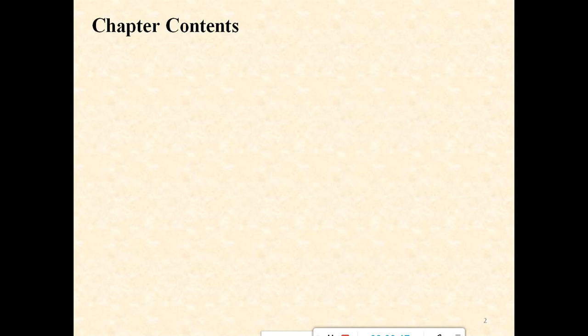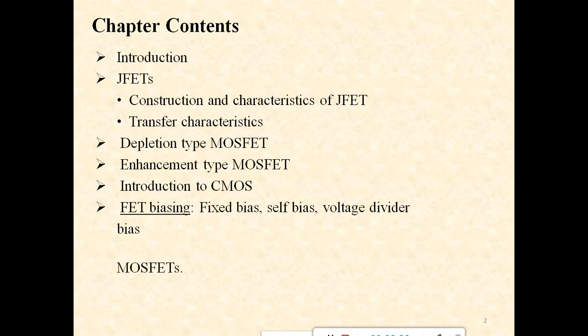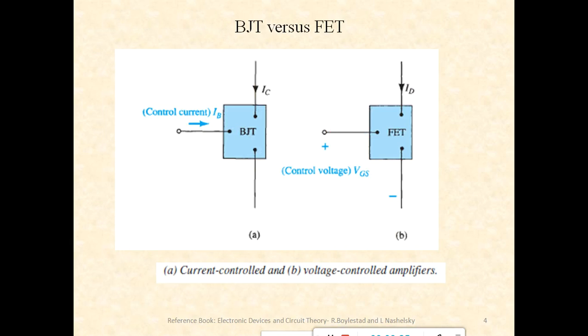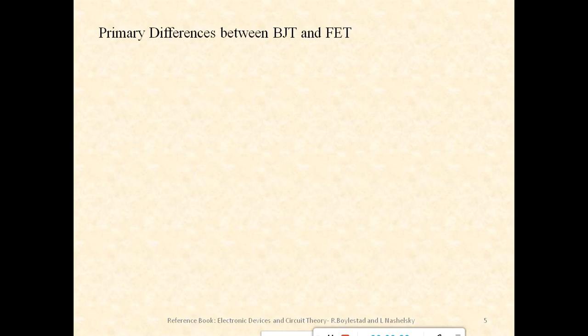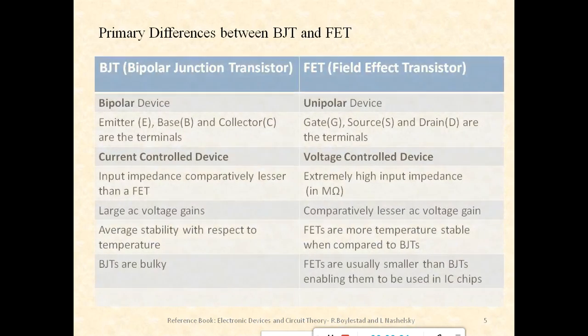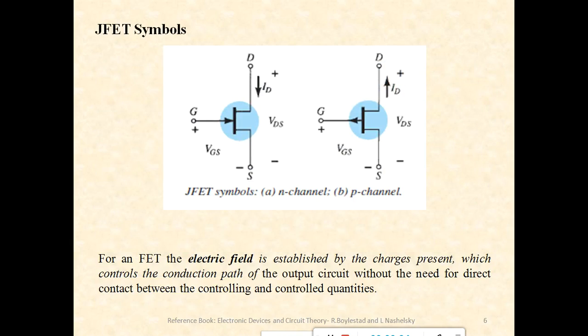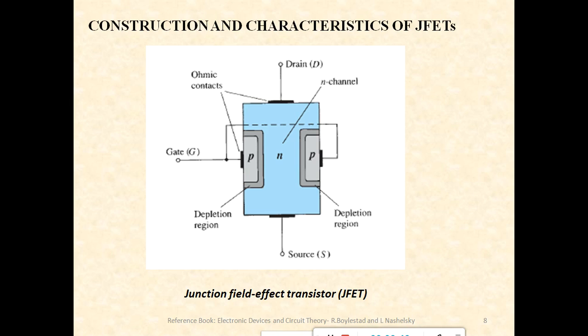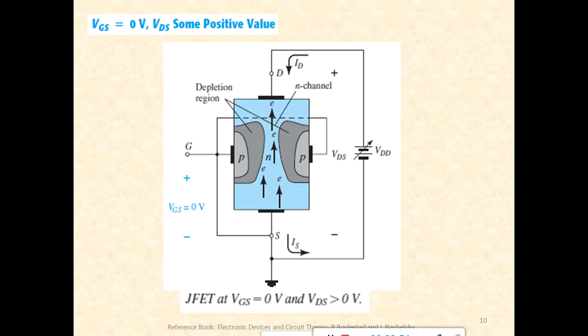So very quickly we'll just go through the slides of what we had covered in our previous two sessions. So it was BJT versus FET, then primary differences between BJT and FET. Okay, so we had just gone through these things. JFET symbols, then a water analogy which actually described the functioning of a JFET in a simplistic way. Then the construction and the characteristics of JFET. Okay, so we are aware of this particular structure now, and we also know the characteristics of a JFET.